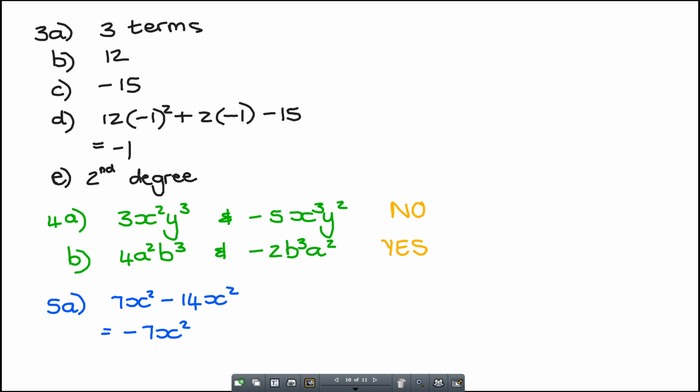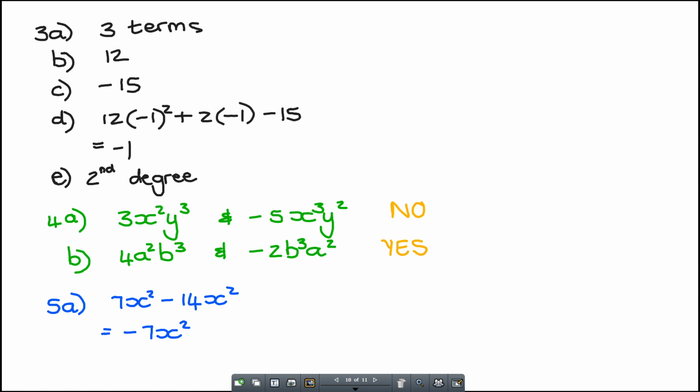Right. Then at number 3, they give us the expression 12x squared plus 2x minus 15. Now at A, they asked me how many terms are in the expression. That would be 3 terms. At B, write down the coefficient of x squared, meaning what's written in front of the x squared, and that was a positive 12. At C, they asked me for the constant term. Now, that's the one without the variable, without the unknown, and that was not just 15, but minus 15. You have to have that negative, okay? Then at D, they said calculate the value of the expression when x is minus 1. So all I did is I substituted it in, and then your final answer would be minus 1.